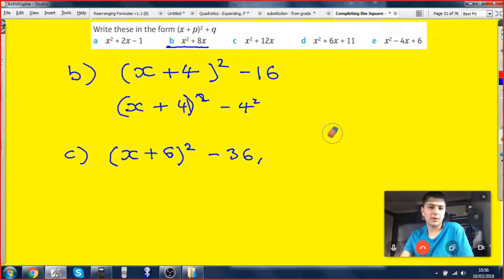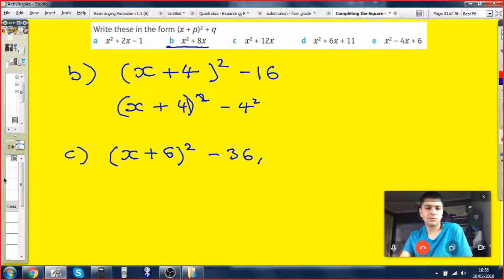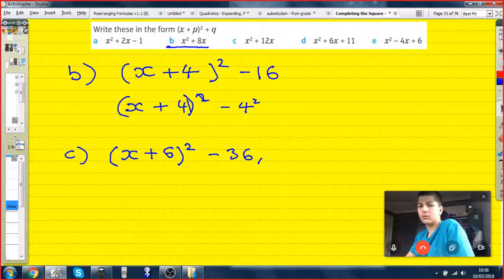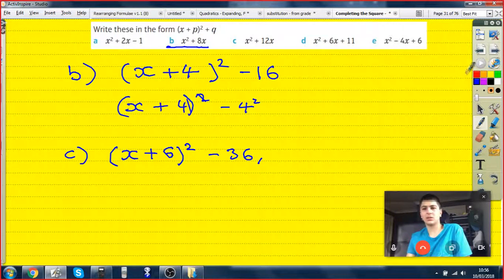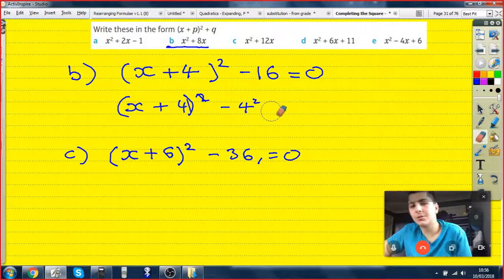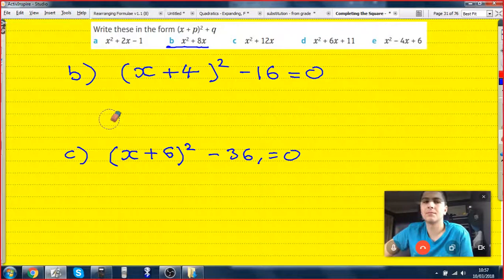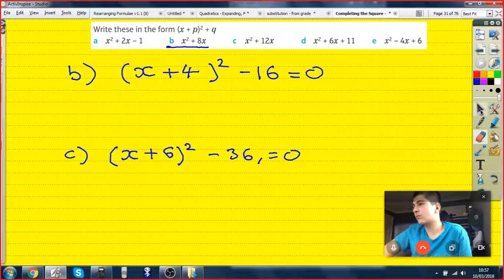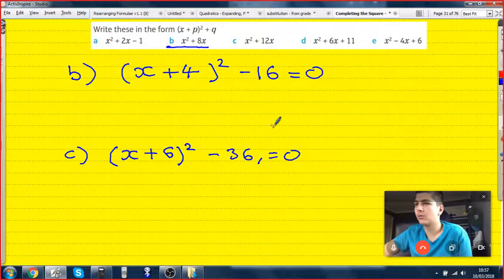So if it was like x plus 4 all squared minus 16 equals 0. Yeah, so this one, it's equal to 0. Okay, so you'd put x plus 4 and x plus 4. No. Bring the 16 to the other side. What does it become? X plus 4 times x plus 4 is equal to 16. Okay. Square root both sides. What do you get?